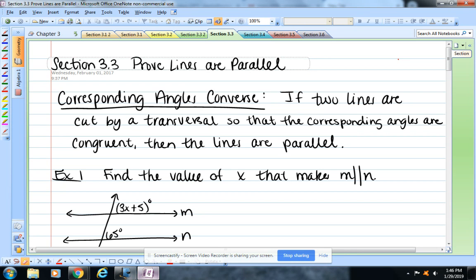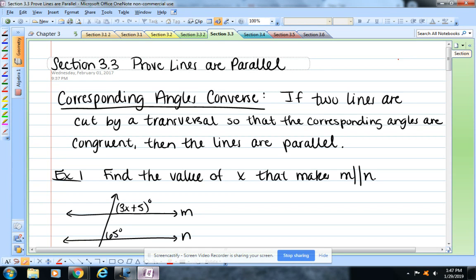And consecutive interior angles are supplementary when our transversal crosses two parallel lines. Okay? So that's what those theorems all told us yesterday. Except corresponding is a postulate, not a theorem, because it cannot be proven. So we have a corresponding angles converse theorem.